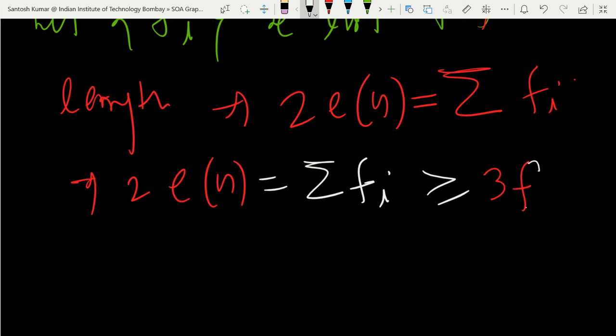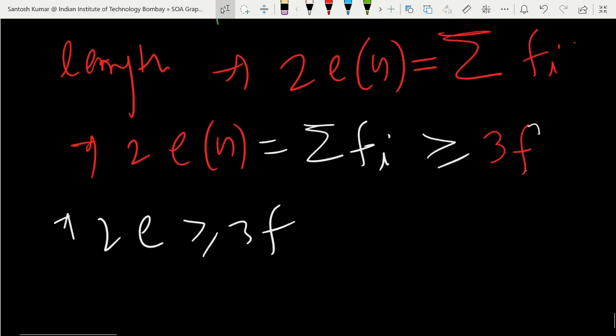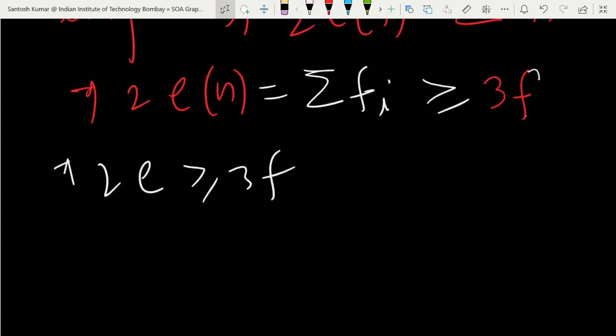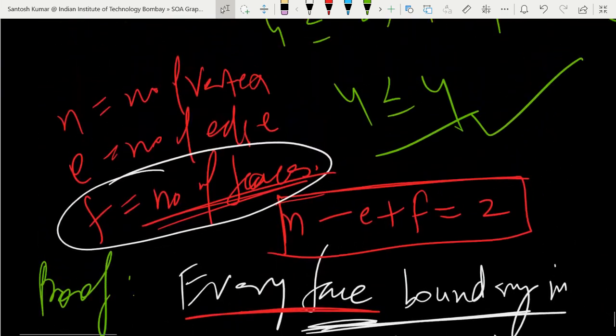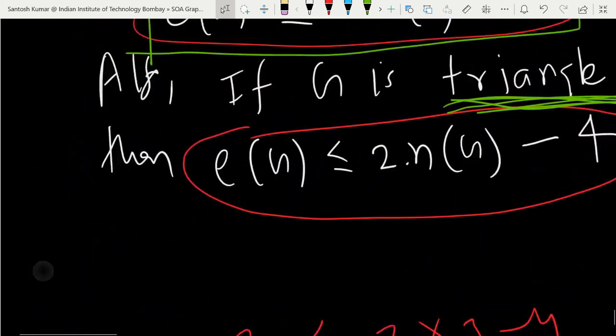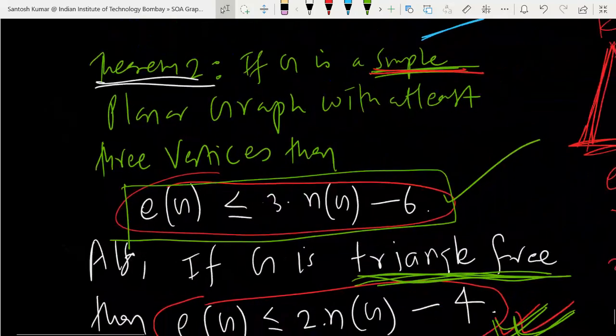Because it's a simple planar graph, what we get here is 2e more than or equal to 3f. But what do I need to prove? I need to prove this formula: E is less than or equal to 3n minus 6.